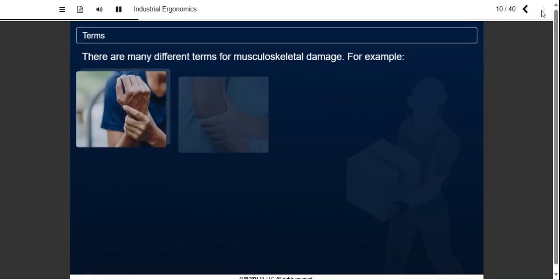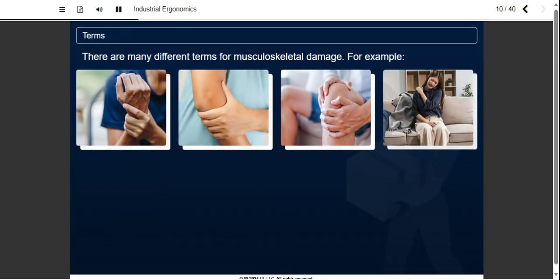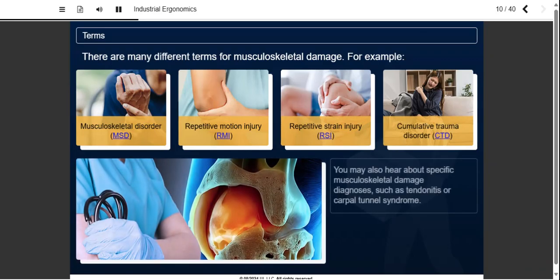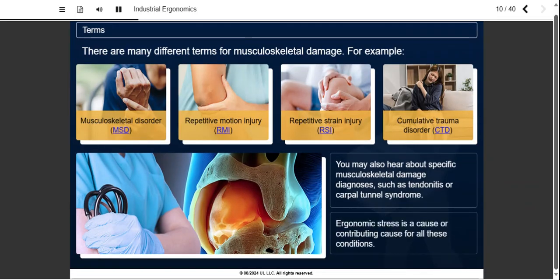There are many different terms for musculoskeletal damage. You may have heard these examples: musculoskeletal disorder, or MSD, repetitive motion injury, or RMI, repetitive strain injury, or RSI, and cumulative trauma disorder, or CTD. You may also have heard about specific diagnoses, such as tendinitis or carpal tunnel syndrome. Ergonomic stress is a cause or a contributing cause for all these conditions. In other words, it may cause the damage or worsen it.